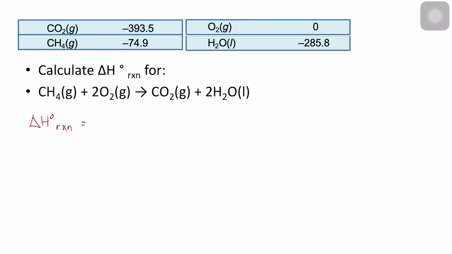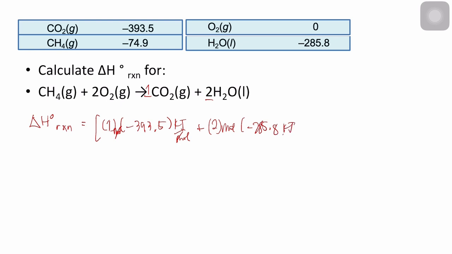Okay, so we start with the products. We have carbon dioxide, CO2, and then what's the coefficient? There's 1 there. So we have 1 mole times CO2. So we have negative 393.5. This is in kilojoule per mole. This is in mole. So that will cancel out. Plus 2 moles of water. And then you have negative 285.8 kilojoule per mole. So that will cancel out.